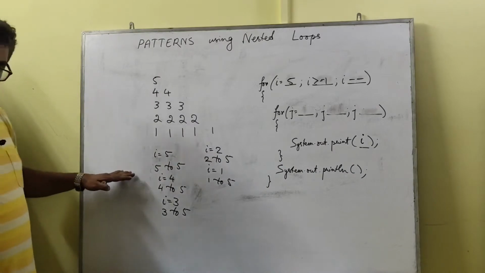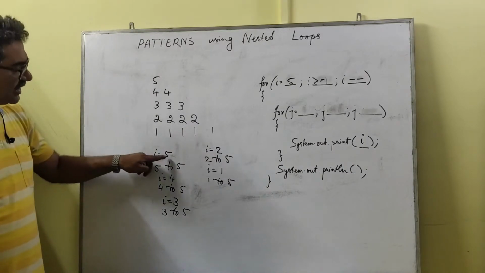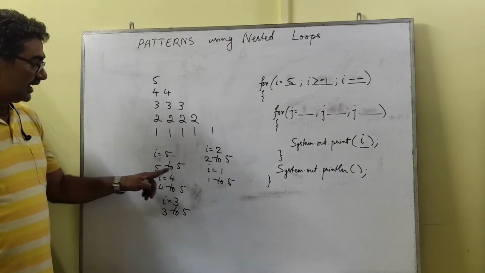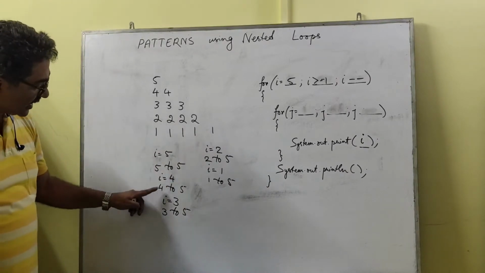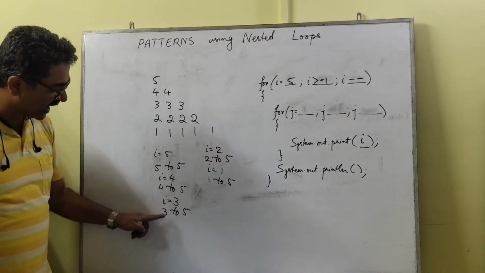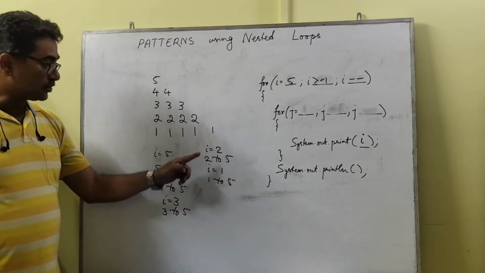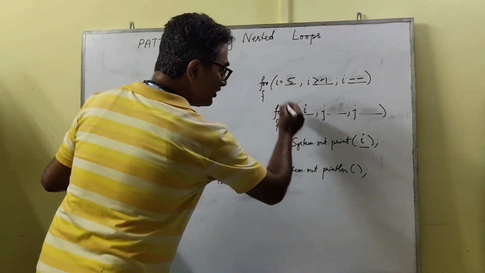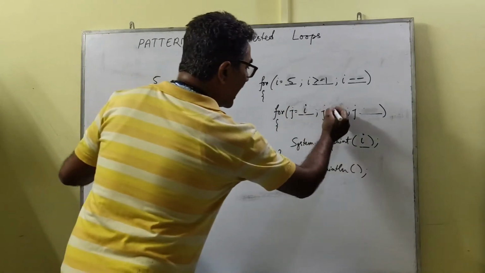So we can tell from here easily that whatever is the value of i, the inner loop starts from there. However, it always ends at 5. Look at that. When i is 4, it starts from 4, ends at 5. When i is 3, it starts from 3 and ends at 5. When i is 2, it starts from 2 and ends at 5. So we can tell it starts from i, whatever is the value of i, and ends at 5.